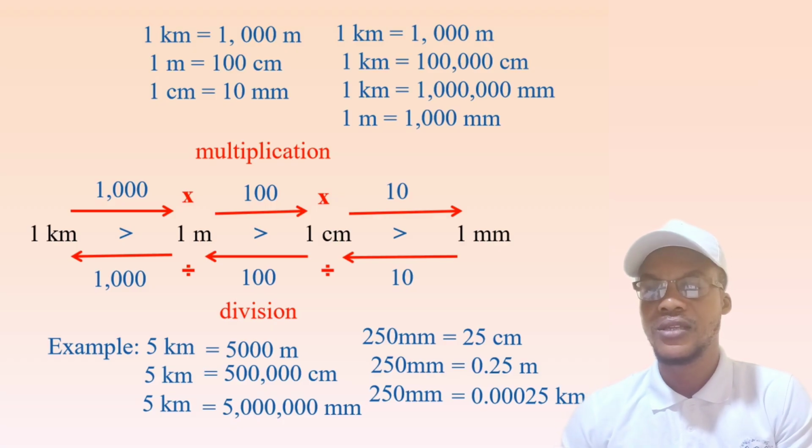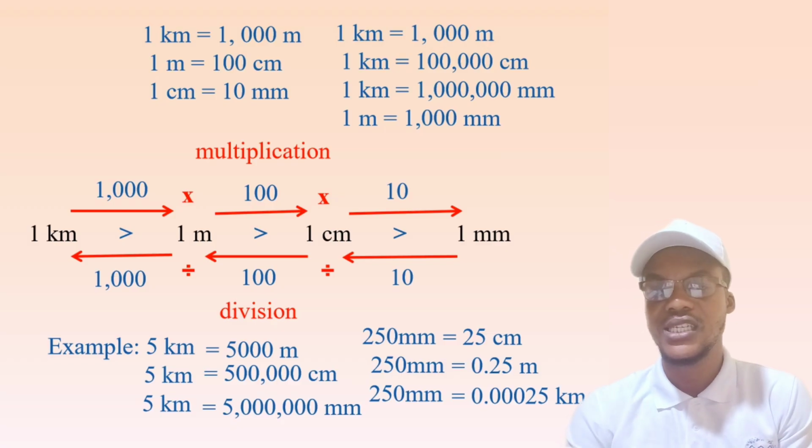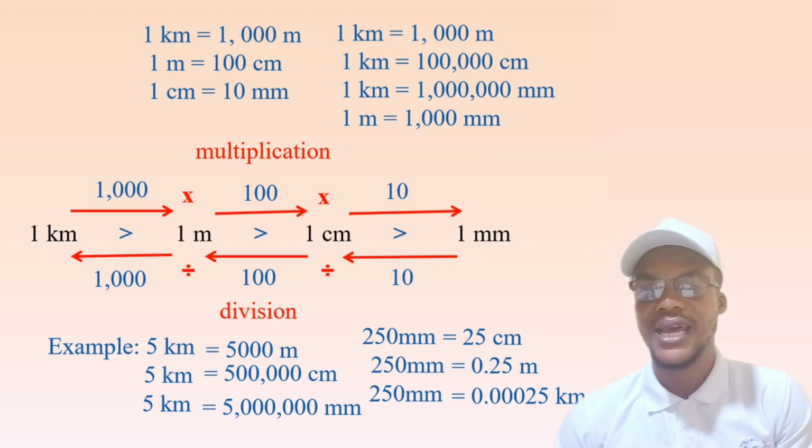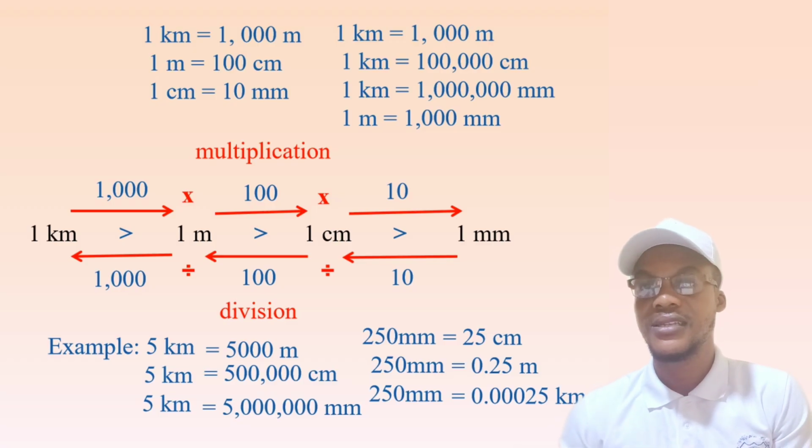So you realize that whenever you are changing from smallest to biggest, the numbers reduce. But when you are changing from biggest to smallest, the numbers increase.